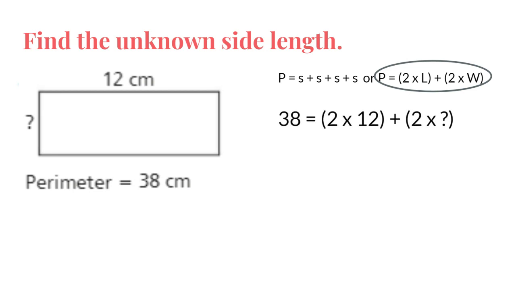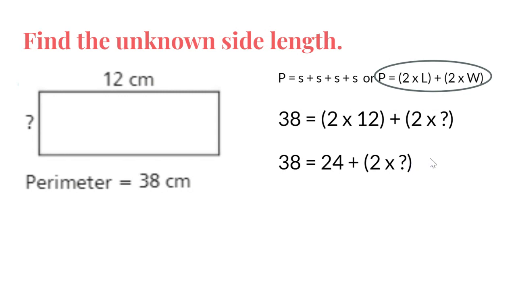So let's fill in what I know. I know the perimeter is 38. I know that if I do 2 times the side length, 12, plus 2 times the other side length, which I don't know. So that gives me 38 is equal to 24 because 2 times 12 is 24 if I have 2 groups of 12, plus 2 times something.